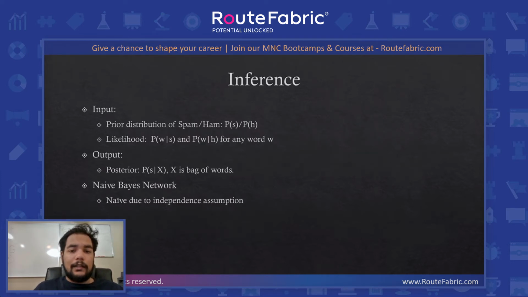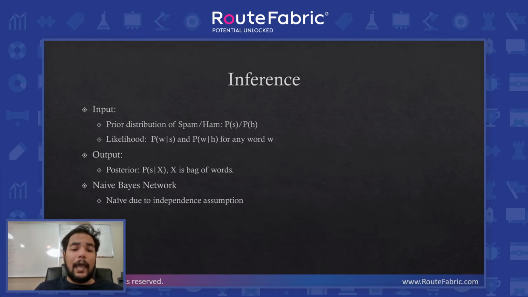Now let us look at inference. We already learned about statistical inference, and now let us see how to use it. The input is the prior distribution of spam or ham, which is probability of spam or probability of ham, and the likelihood, which is probability of word given spam and probability of word given ham for any word W. The output is the posterior, which is the probability of spam given X, where X is a bag of words. And now we are going to integrate everything into a Naïve Bayes network for it to learn faster.